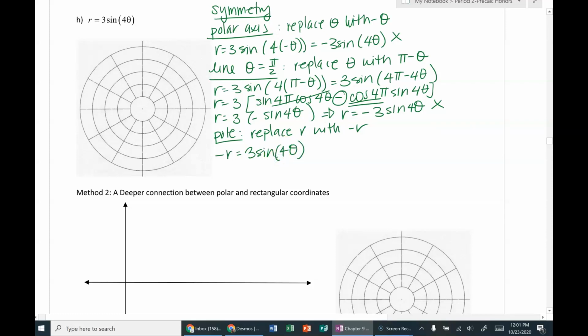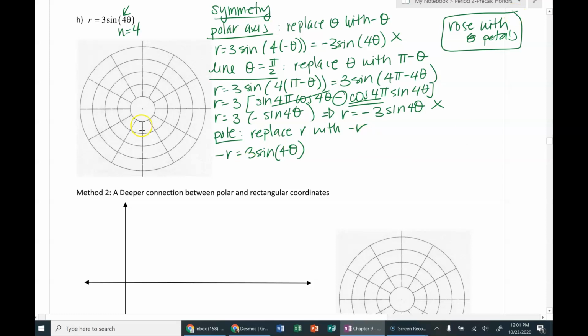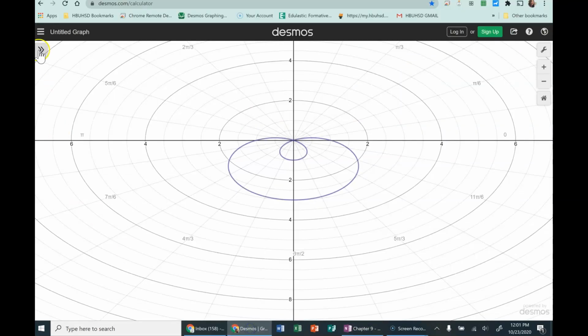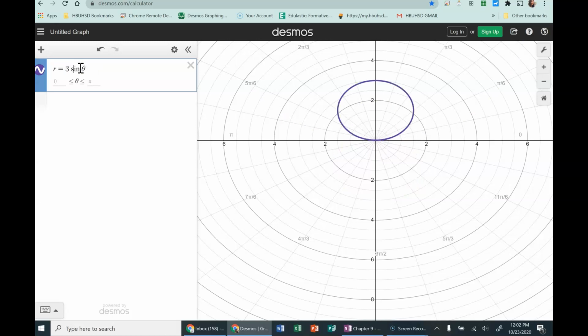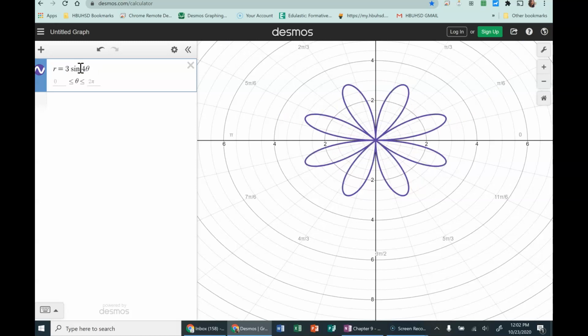So we know that this is a rose with 8 petals because n is even. n is 4, so a rose with 8 petals. Our test says it's not symmetric to anything. So now let's bust out our decimals in my case and see if our algebra is correct. So I want to keep sine, put in 3, and then let's do 4.